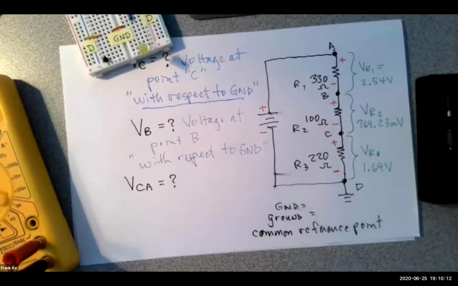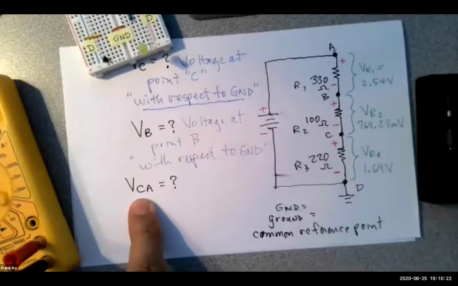Should we measure all the way across? I need something more specific. Point A all the way down to the ground connection D. Well, what did I write down? So, voltage drop across CA.